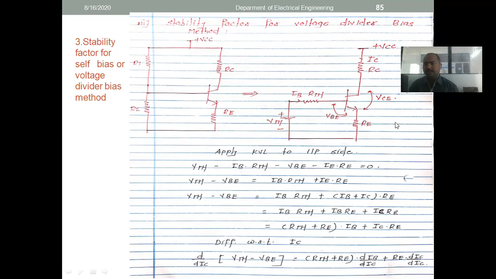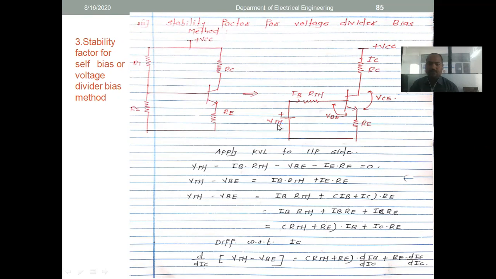This is the diagram. When we analyze any circuit with respect to configuration, we have to calculate three things. One is the base current, another is VC, and the third thing is IC, right? There are two ways: we apply KVL at the input side as well as the output side, right? According to the application of this, we have to find out IB and IC. Now see, applying KVL at the input side.